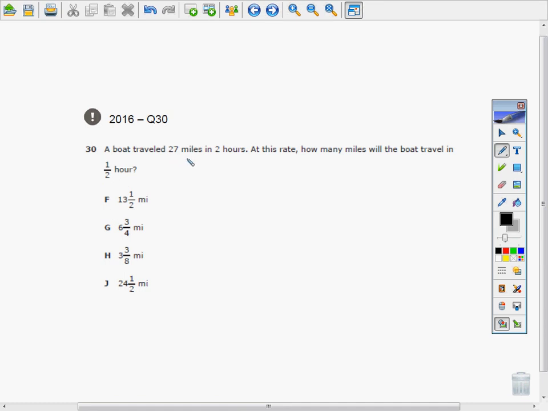A boat traveled 27 miles in 2 hours. At this rate, how many miles will the boat travel in half an hour? It's a little bit tricky because when you go with the fraction, you will mess up a little. But let's transform this hour into minutes to work with integers instead of fractions, because most kids don't like fractions. So 2 hours will be 120 minutes, because when you look at the conversion chart, 1 hour is 60 minutes. So they are asking how much distance 30 minutes will take.